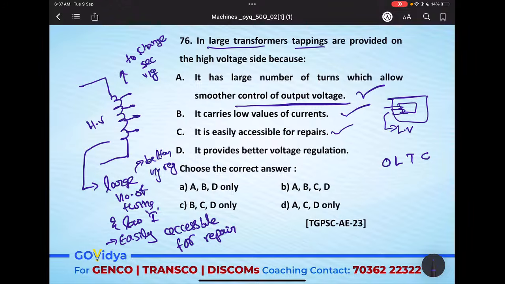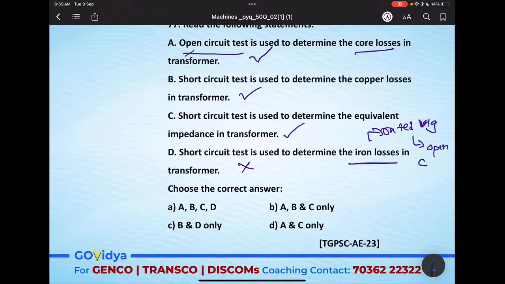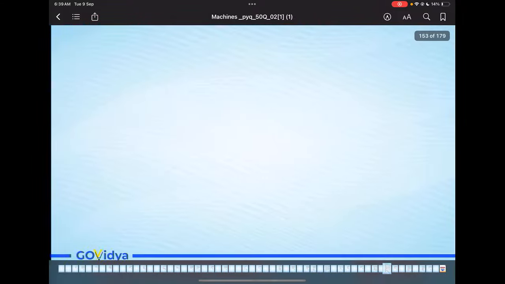Short circuit test is used to determine the iron losses in the transformers. This is wrong. Iron losses we are going to calculate at rated voltage, and rated voltage is possible only in the open circuit test. So among the given statements, A, B, C are true, D is wrong. So our option will be B, only A, B, C. Let's move on to the next question.